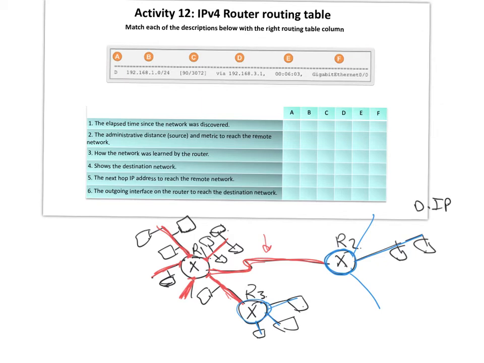Two types of routes only, not three like the host, because there's no loopback for a router. So the router has two types. Either the red routes, which we call directly connected routes. Okay, so this is the first type.